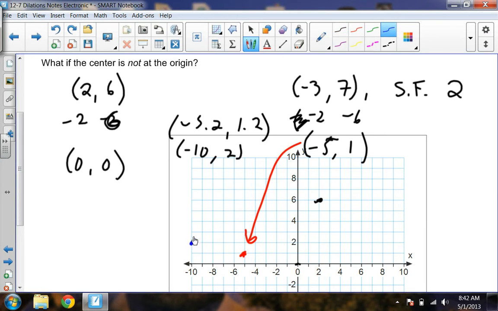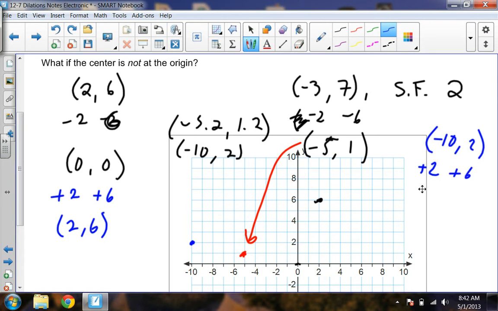But we're not finished because, remember, we originally started up here. So now we have to take everything and revert back to our center. So let's add 2 again, and let's add 6 again to everything. So now our center is back at 2, 6. And our transformed image, -10, 2: let's add 2 to the x and add 6 to the y. And now we're at -8 and 8. So our transformed image should be at -8, 8 right there.